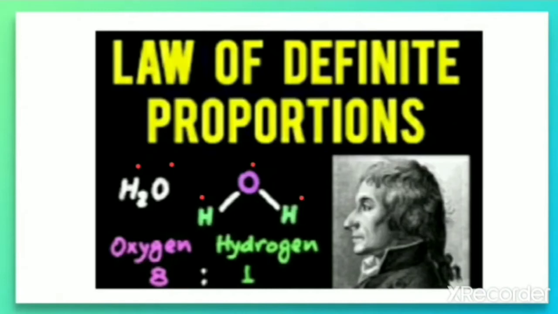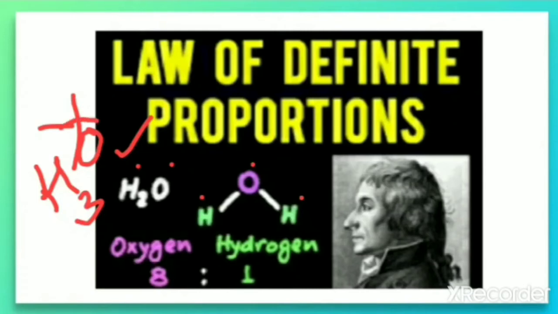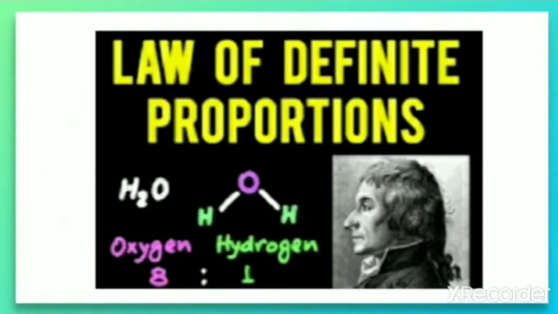If you are familiar with the formula for water, that is H2O. We always write water as H2O. Have you ever seen water written in this form, H3O? No. Water is always written as H2O. Why is it always written H2O? Why can't we write water in another way?